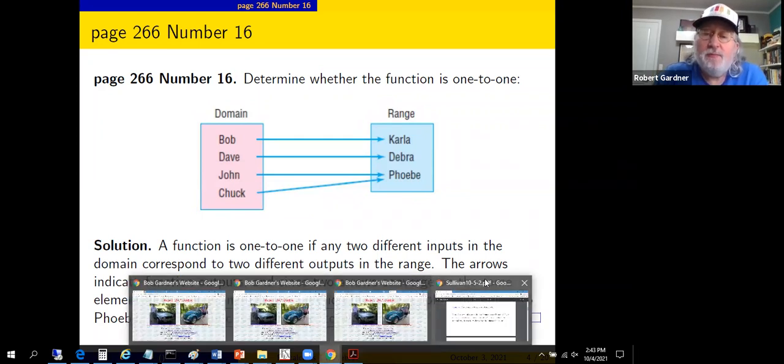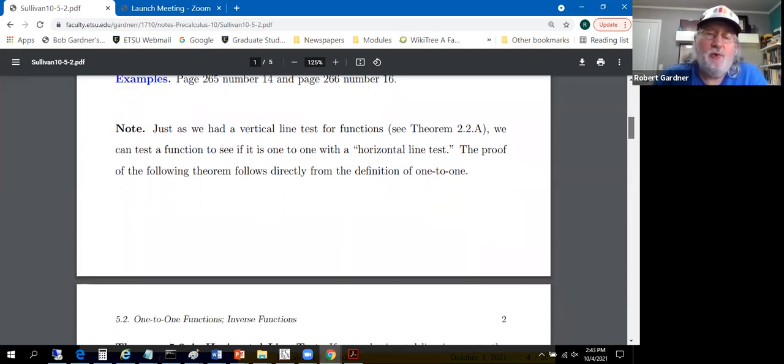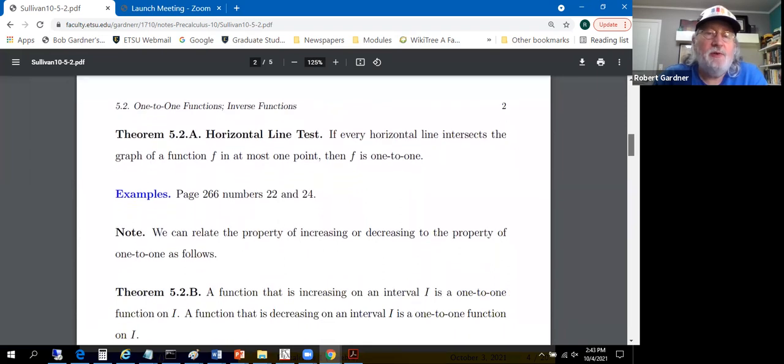Returning to the notes. Just as we had a vertical line test for functions, which we stated in theorem 2.2.a, where you'd look at a graph and consider whether or not it was the graph of a function by seeing if it passed the vertical line test, we can also test a function to see if it's one-to-one with a horizontal line test. The proof really follows directly from the definition of one-to-one functions. So we'll just state it as theorem 5.2.a.